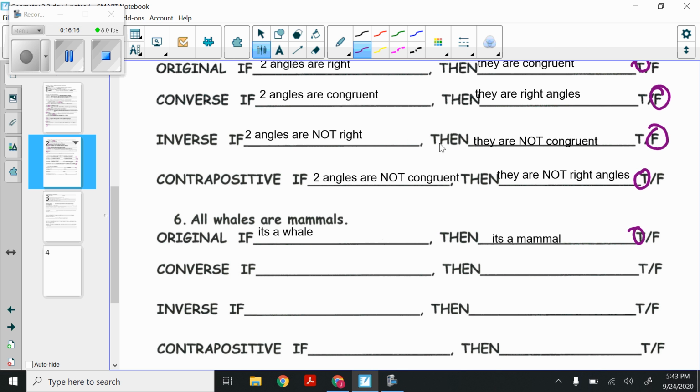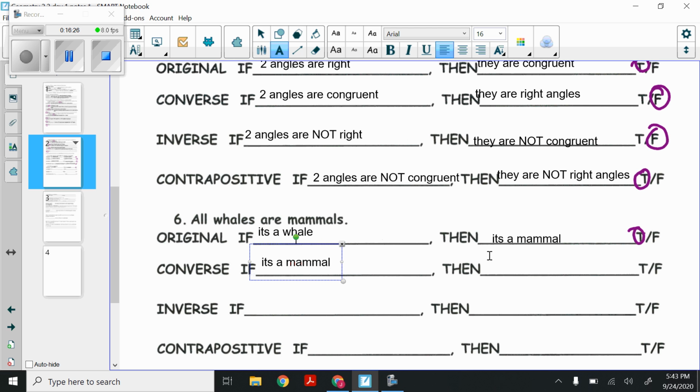So now we're going to do the converse. We're going to trade places with the hypothesis and the conclusion. So if it's a mammal, then it's a whale. True or false? Right? Are whales the only mammals? Absolutely not. So I know that's false.